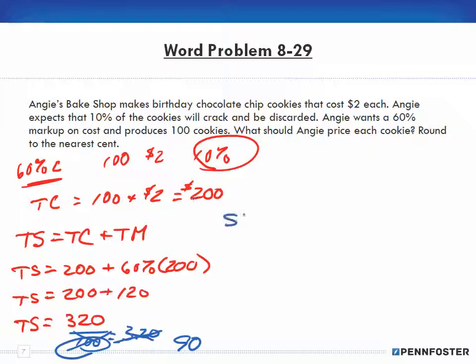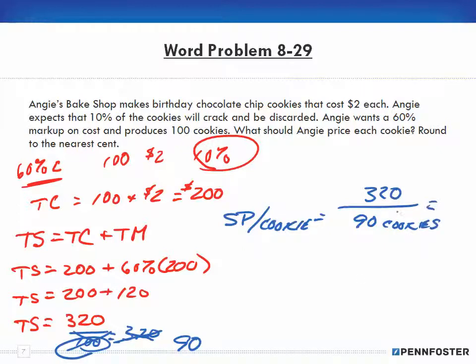So for our selling price, okay, per cookie, that's going to be equal to, if our total sales price that we're going to get is 320 and we can only sell 90 cookies, we divide 320 by 90 and we end up with $3.56 per cookie, which makes more sense to price our cookies at that amount. And that's why it's up from 3.20.